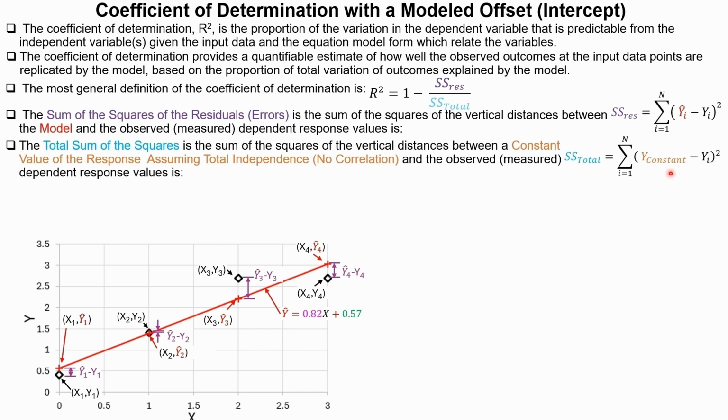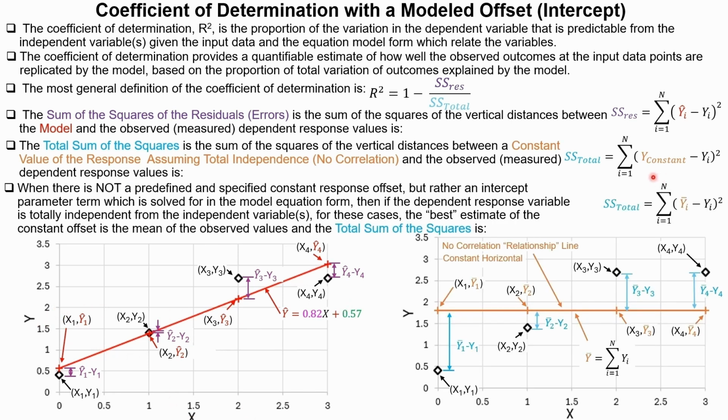In the sum of squares total, a constant is used for the dependent variable, since if the dependent variable is truly independent of the independent variable, then regardless of the value of the independent variable, the dependent variable would be a constant. But what should this constant of the dependent variable be? Well, if the model equation form has an intercept term which is solved for, then the dependent variable best estimate is the average of the dependent variables for all the input data sets. Therefore, if the model equation form has an intercept term, the average of the dependent variable values is what is used in the total sum of squares equation.